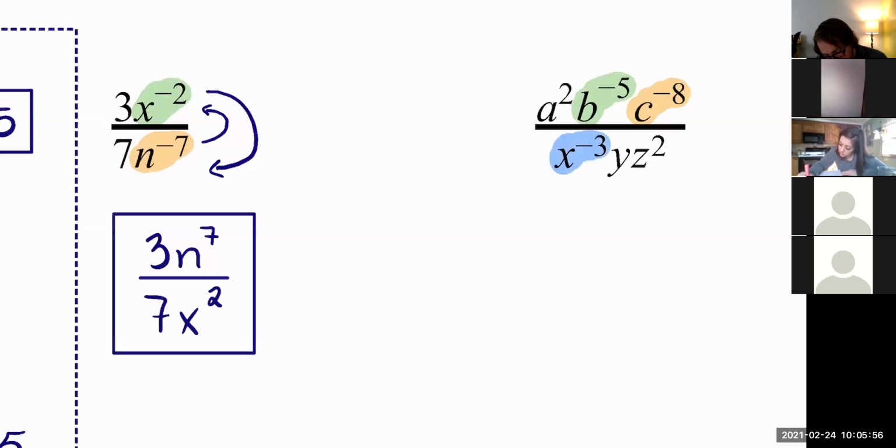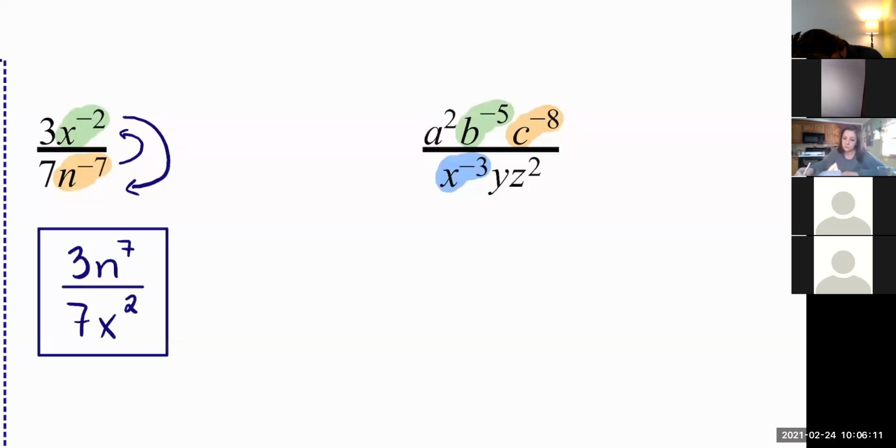And that appears to be all the bases that have negative exponents. So a to the second is safe, y on the denominator is safe, z to the second on the bottom is safe. So I don't want those to move at all, but I do need to move b to the negative 5th to the bottom, as well as c to the negative 8th. But x to the negative 3rd is going to move to the top. So I've got this massive shift happening here.